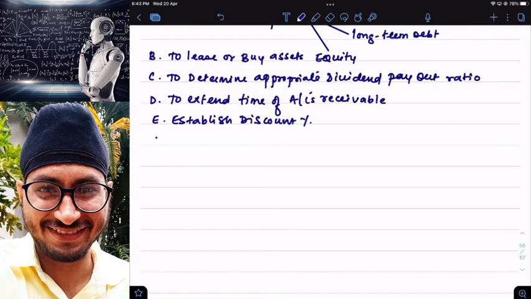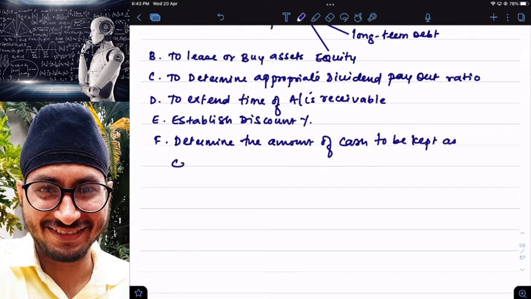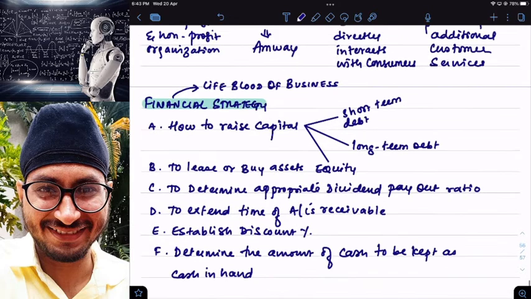Then we have to determine the amount of cash to be kept as cash in hand. Why, sir? If I keep more cash in hand, I will not be able to invest the money. I may lose income from investments. If I keep less cash in hand, I may be able to earn income from investments. But the problem is the cash balance, my operating cash, will reduce. All these points you have to keep in mind. This is a small introduction to financial strategy.